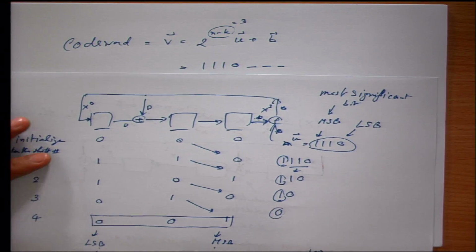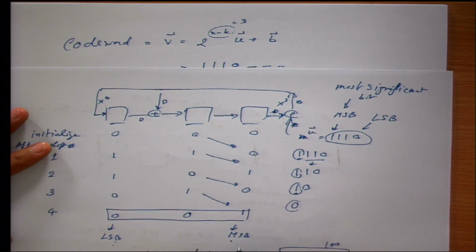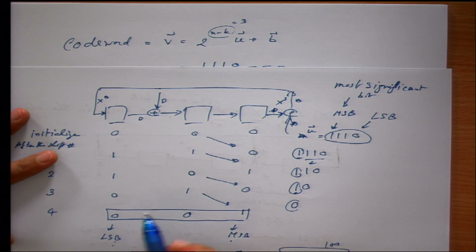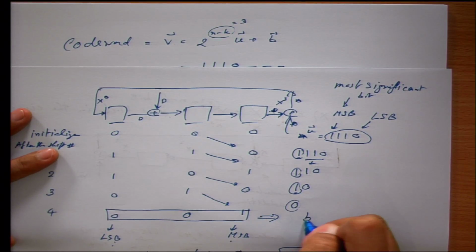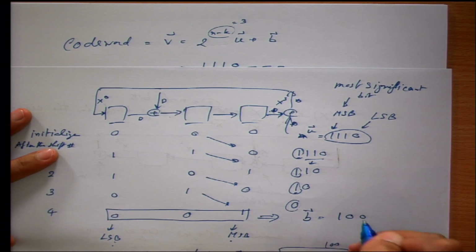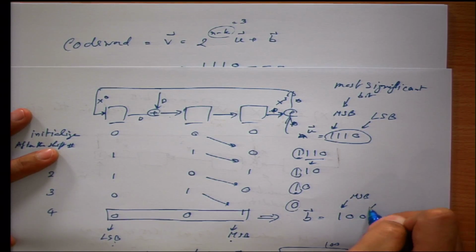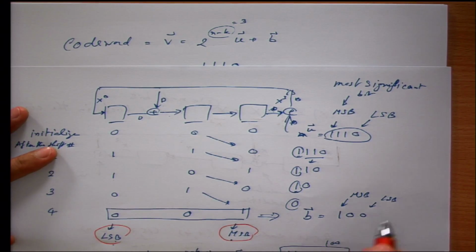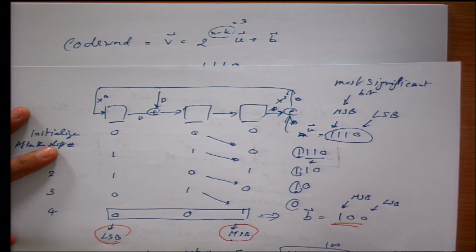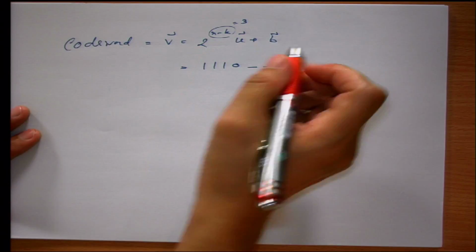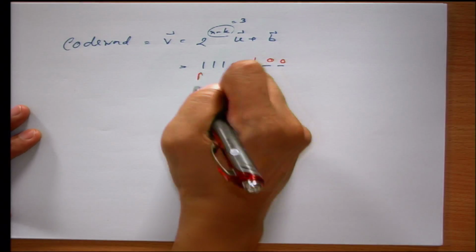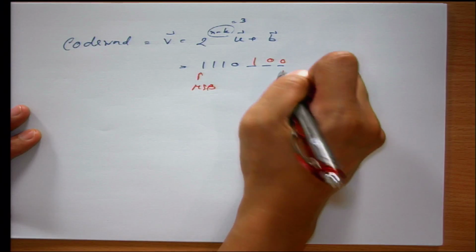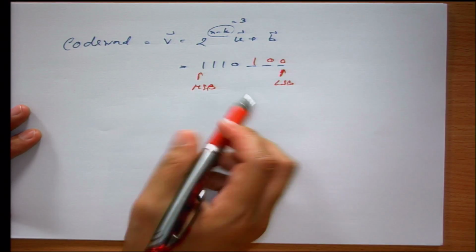So from here, you see that the most significant bit is 1, and the least significant bit is 0. So you have the frame check sequence B as 1, 0, 0, if this is the most significant bit and this is the least significant bit. You have to be careful about this. If you write the most significant bit on the left, it has to be 1, 0, 0. So when you put it here, 1, 0, 0, this is the most significant bit, and this is the least significant bit. So it has to be in the same order.